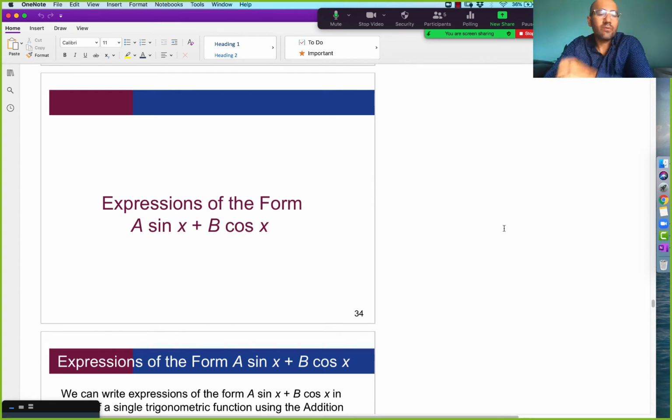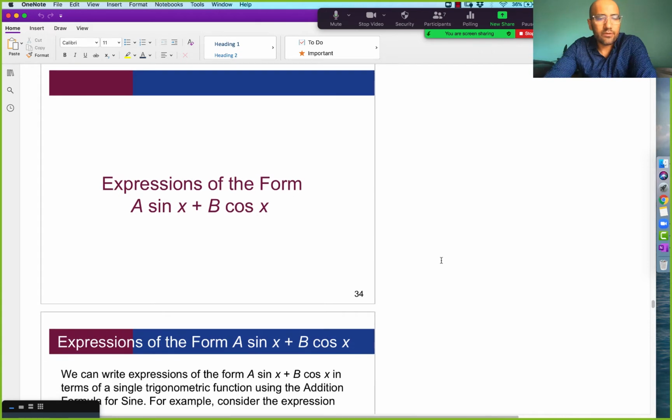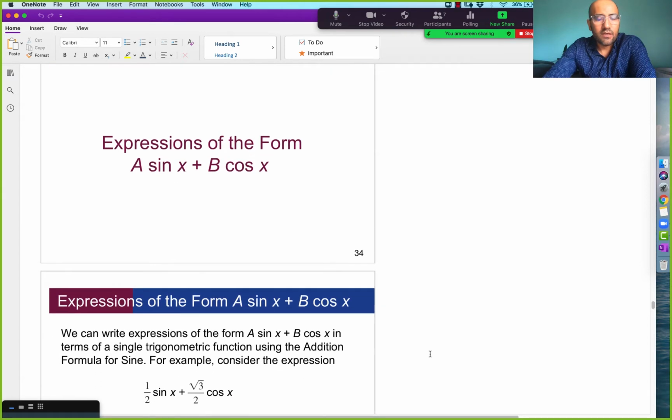So yesterday we left off with expressions of the form a sine x plus b cosine x. This is in chapter 7, section 2. There's only a couple, this won't take very long, so we'll finish up section 2 and we'll move on. There's only 5 sections in this chapter, so there's a chance we might finish.